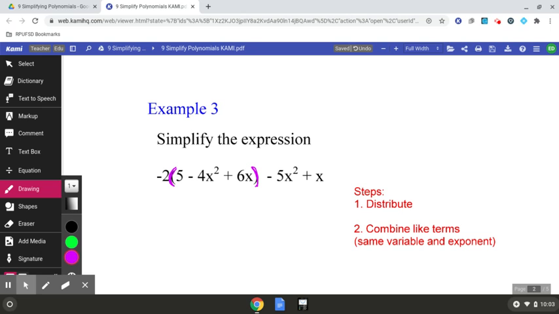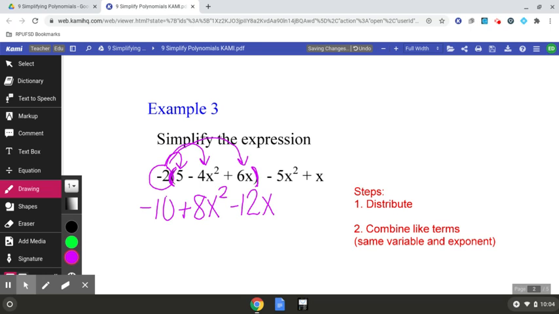Okay, we're going to distribute a negative 2. So we are distributing negative 2 to the 5. Negative 2 times 5 would be negative 10. Negative 2 times a negative 4x squared would be a positive 8x squared. And then negative 2 times a positive 6x would be negative 12x.